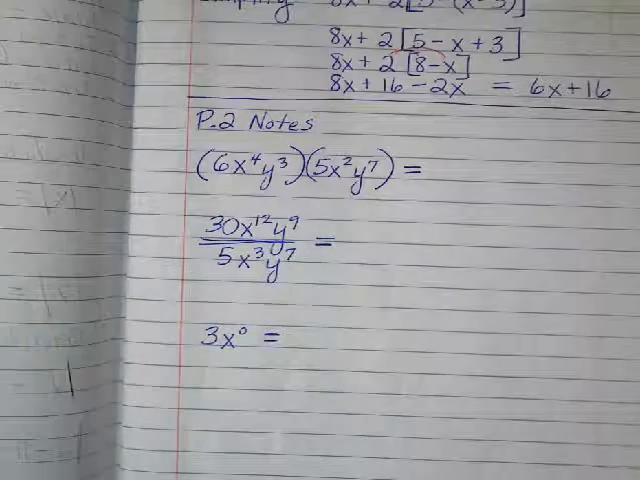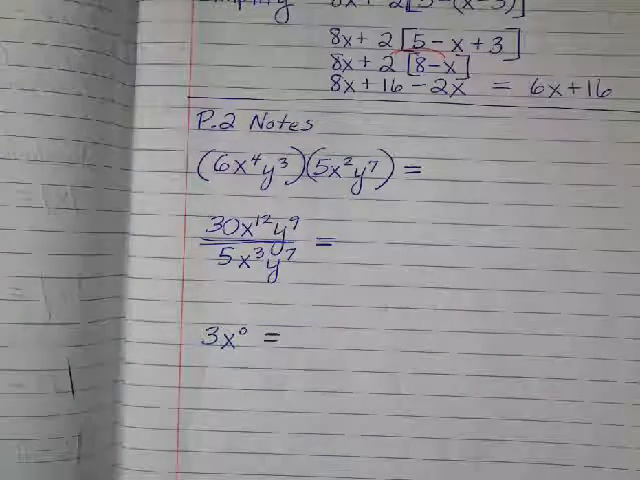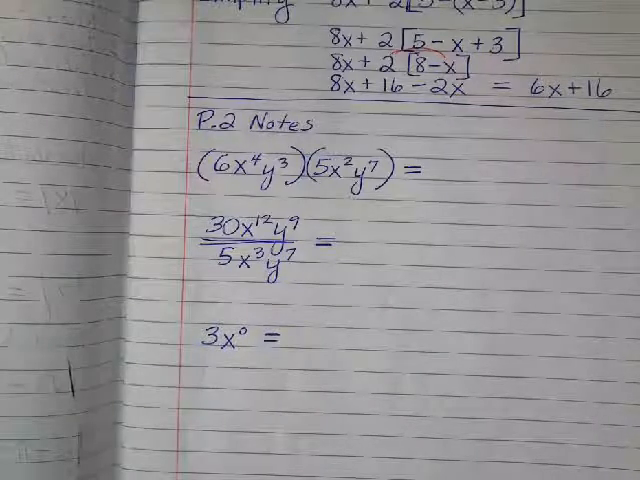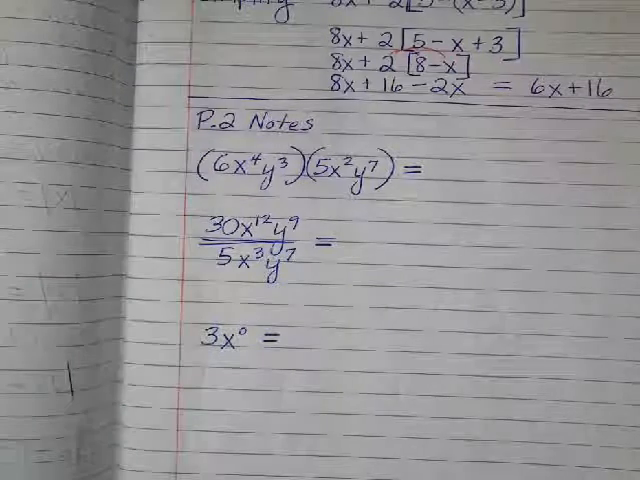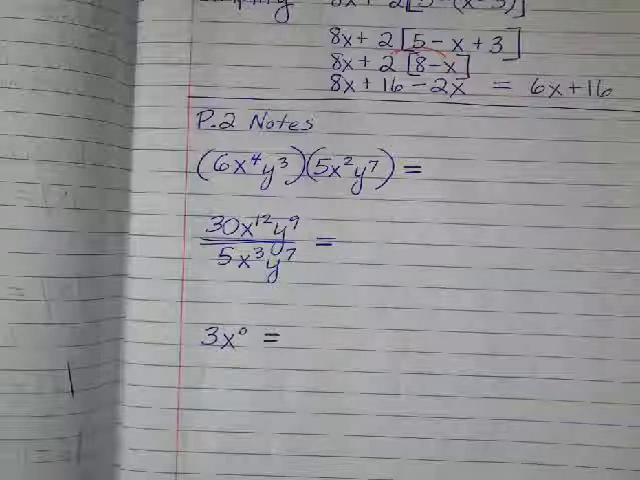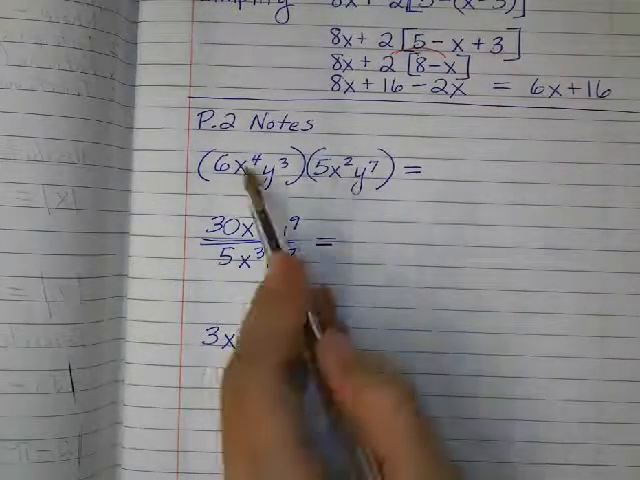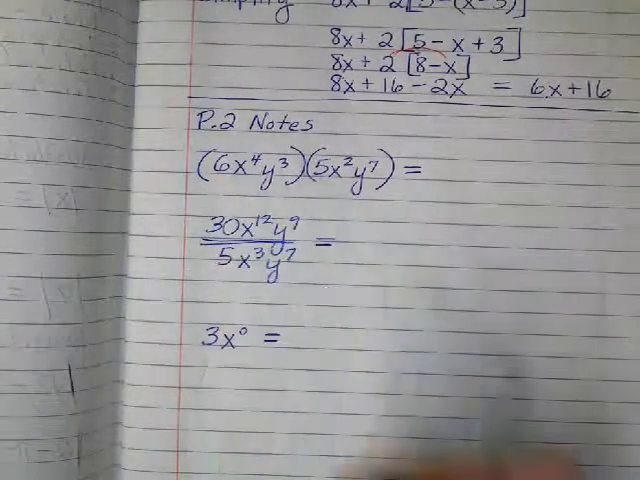Okay, so the top problem says 6x to the fourth, y to the third, times 5x squared, y to the seventh. Some of you probably already know how to do that. Do you know what to do? What do you put together? Yeah, these exponents are going to go together somehow. And what do you do with the 6 and the 5?